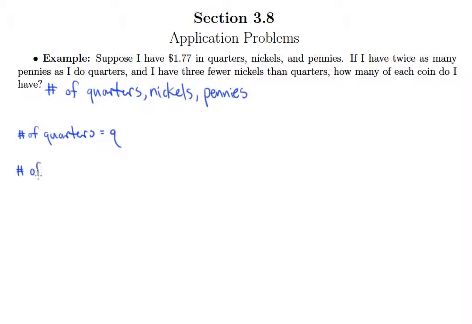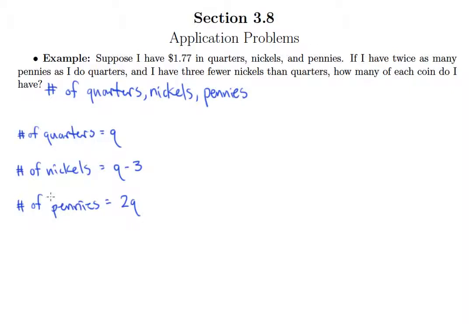The number of nickels, of course, is going to be what? Well, 3 fewer nickels than quarters, so 3 fewer would mean take the number of quarters and subtract 3. And the number of pennies, it says twice as many pennies as I do quarters, so take the number of quarters you have and multiply it by 2. So we have the number of quarters, number of nickels, number of pennies.